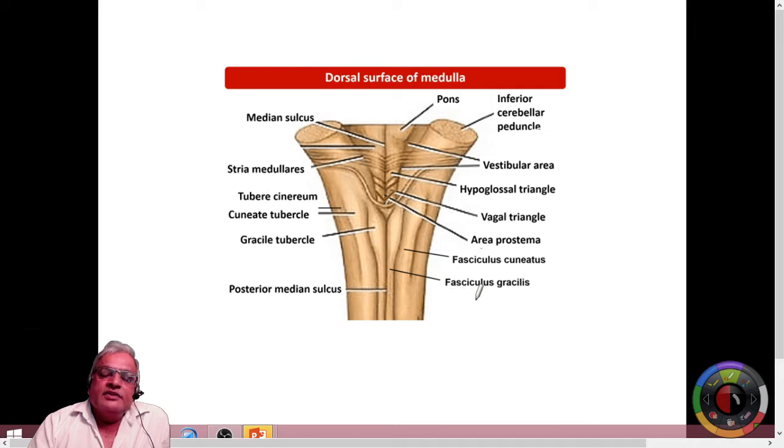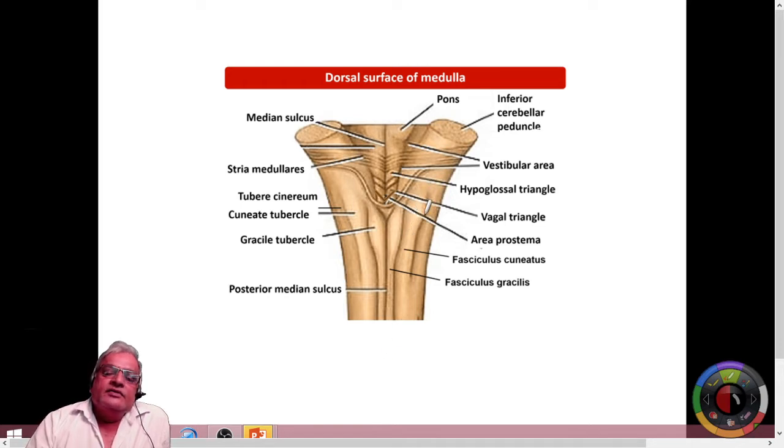So as the fibers come from the lateral aspect, they are added to the sides like this. The nucleus cuneatus, the fasciculus cuneatus, is present only in the upper part of the body, whereas the fasciculus gracilis comes from the lower part of the body. So that is the difference between these two.